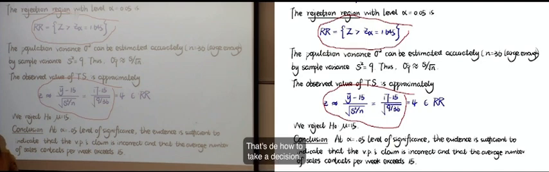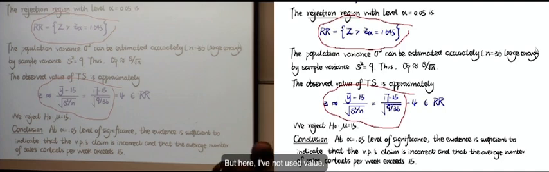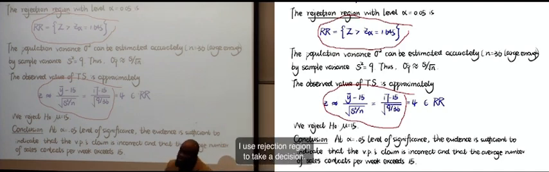I'm done. This is how to take a decision. Based on 36 observations, you can see that the claim is not correct. But here, I've not used the p-value. I used the rejection region to take a decision.